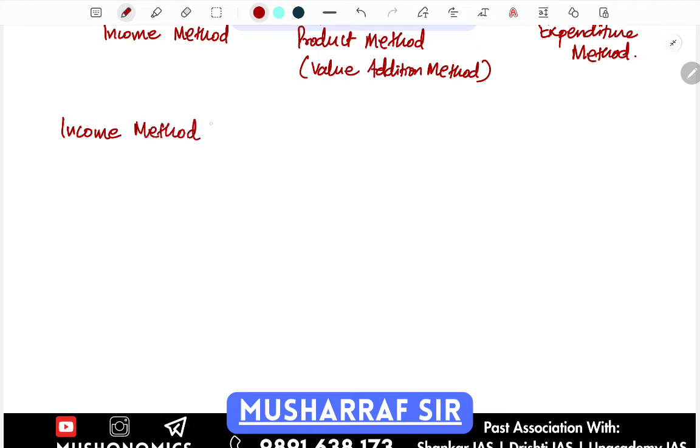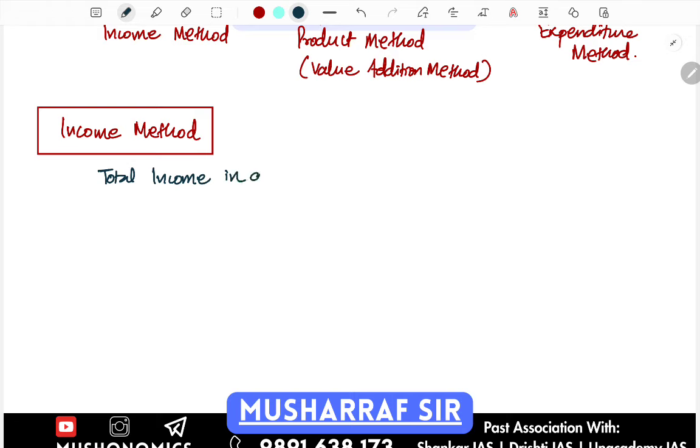Income method for the calculation of GDP. Let's see how it is being calculated. What we will calculate here is total income in the economy. So how can we represent total income in an economy?